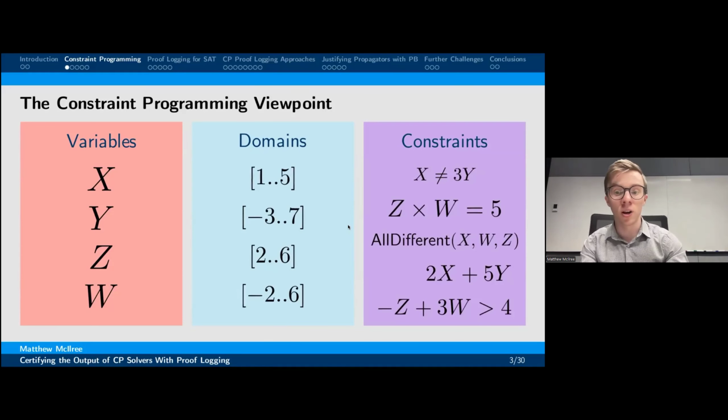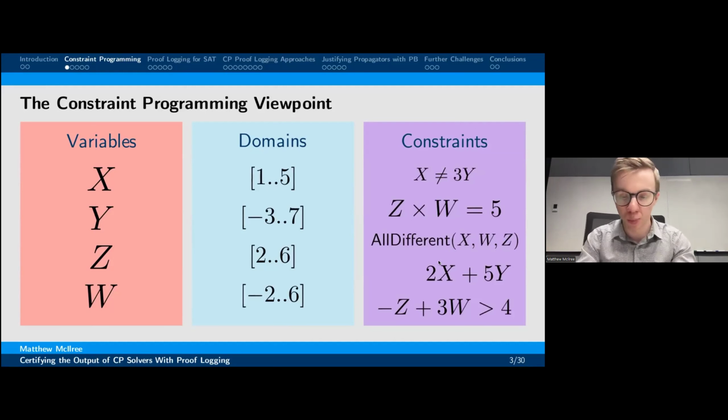And we also allow more complicated global constraints that can operate over a non-fixed number of variables. So the classic example would be the all different constraint. This just says that whatever number of variables you give to this predicate, they must all take different values.